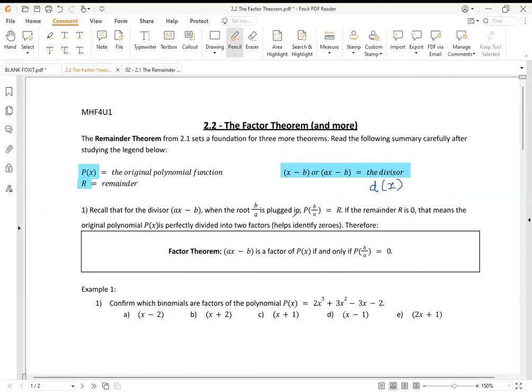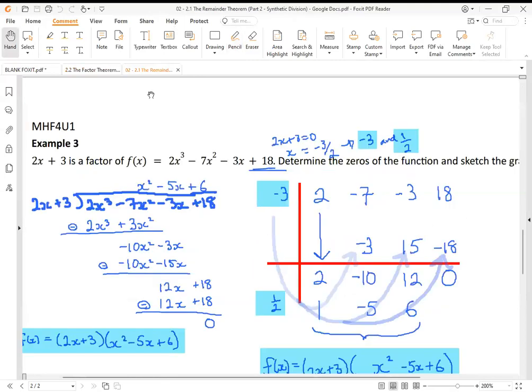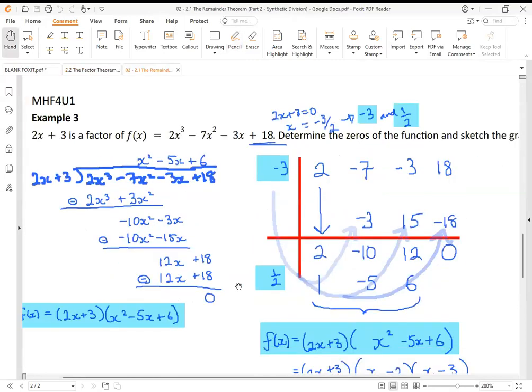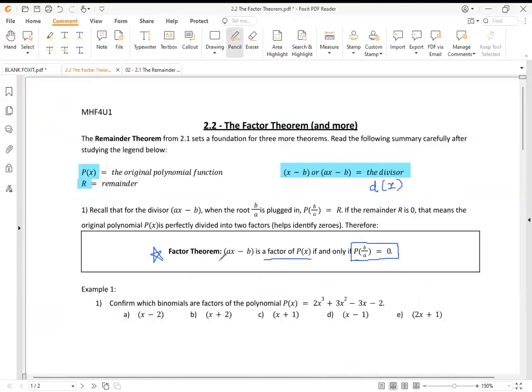Okay. So using our remainder theorem, we already talked about this. Maybe someone can tell me in their own words. This is the textbook definition, the factor theorem: this ax minus b binomial is a factor of p of x if and only if this is true. Can someone tell me in their own words what that means? It's basically an extension of what we did here and here. What does this mean?